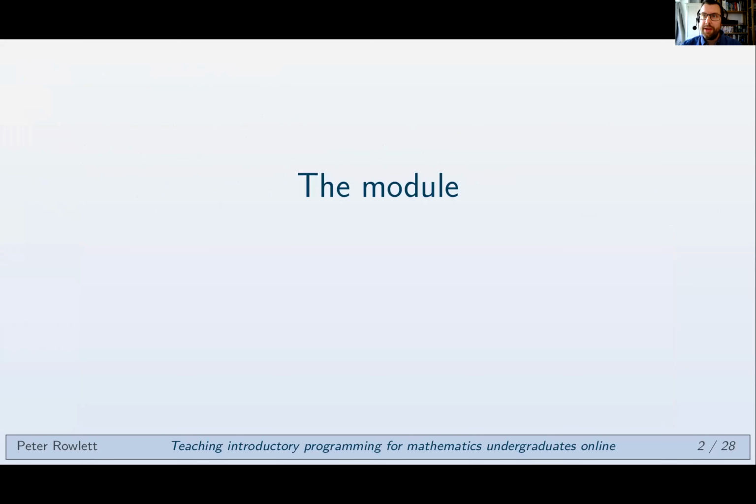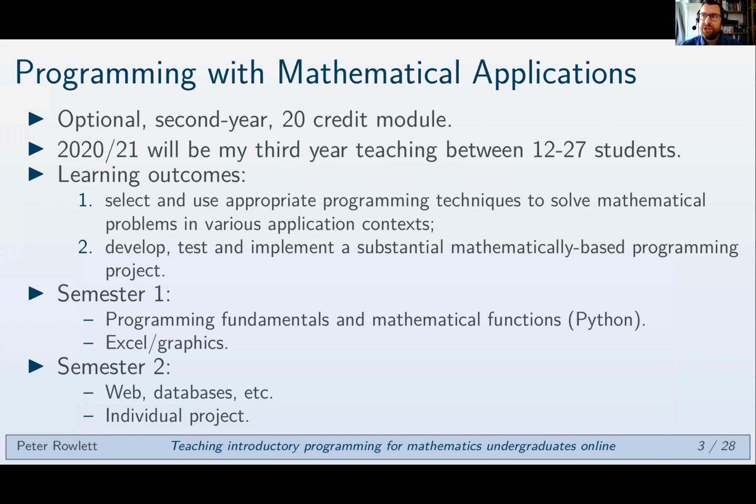Right, so my module. It's called Programming with Mathematical Applications. It's an optional second year 20 credit module. They take 120 credits in a year, so this is 20 of them. It's year long. 2021, this coming academic year, will be my third time teaching the module. The number of students varies. I've put between 12 and 27 because I think that's accurate. There are 12 in this coming year. There were 20 odd last year and 20 odd the year before. We just have a smaller cohort this year, so it's a smaller group choosing my option.